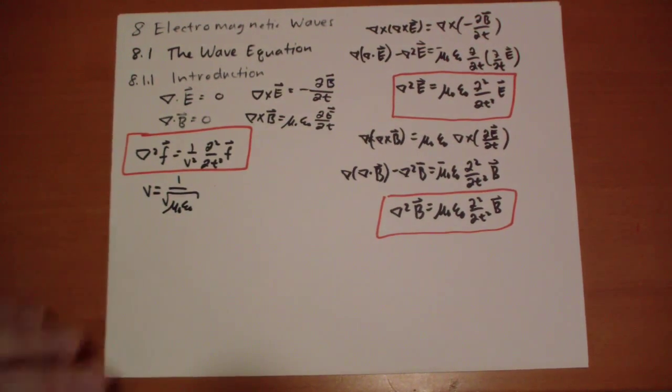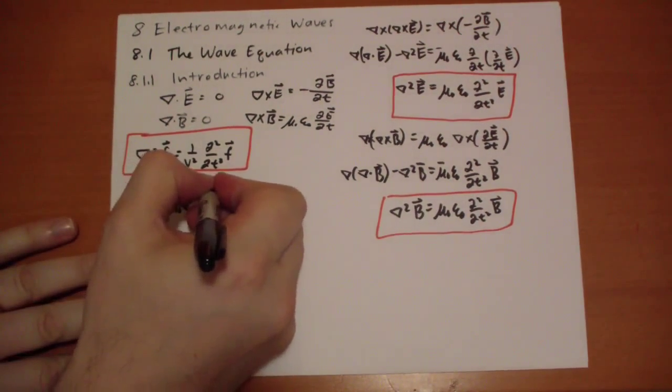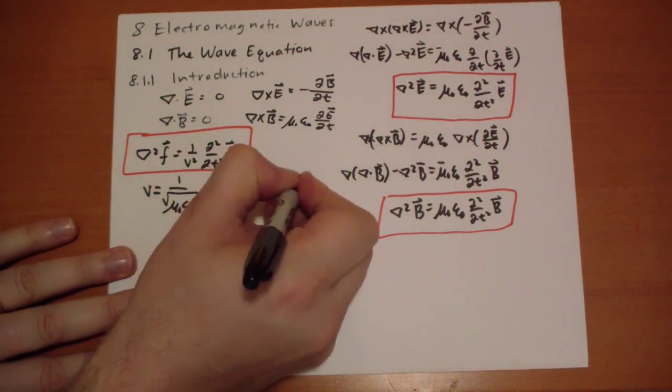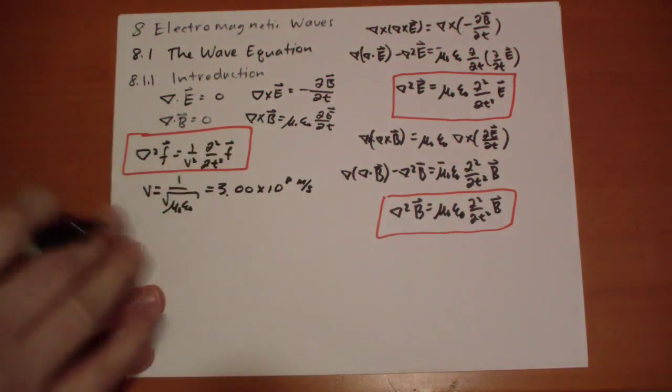And if you plug in the epsilon naught that you measured when you calculated Coulomb's law from reality, and you plug in the mu naught that you calculated when you uncovered, I'm going to get this wrong, the Biot-Savart law from reality, then you find that these multiply together to equal 3.00 times 10 to the 8th meters per second.